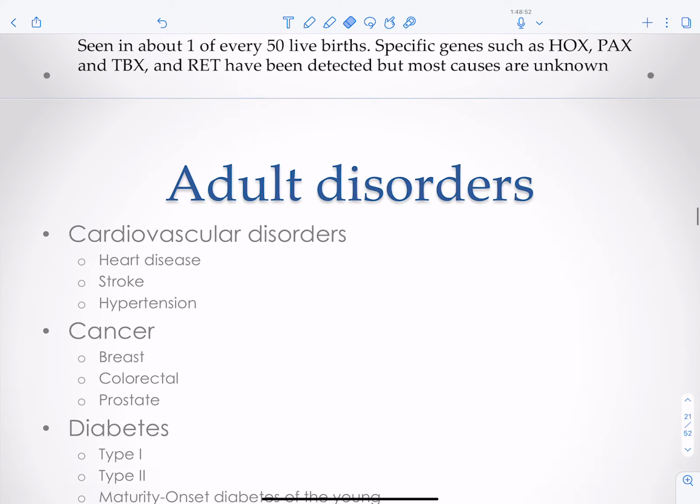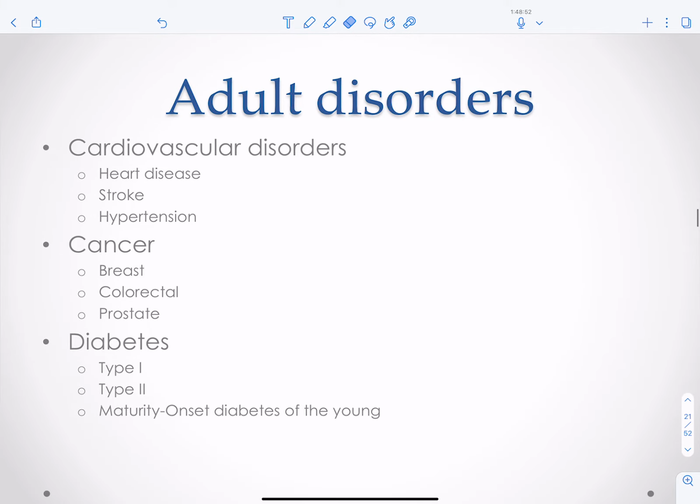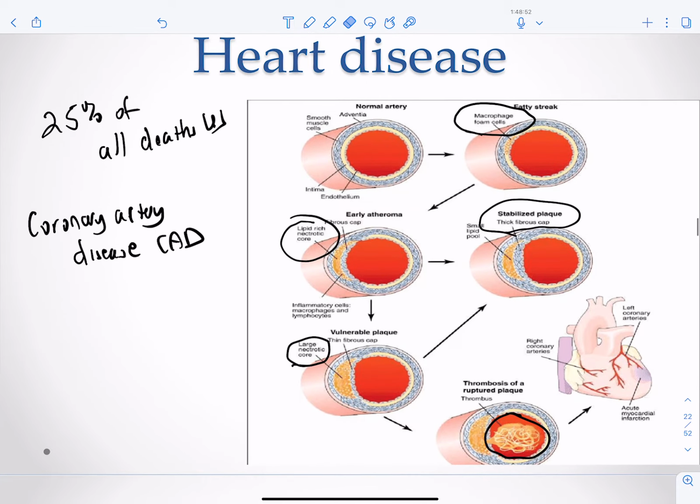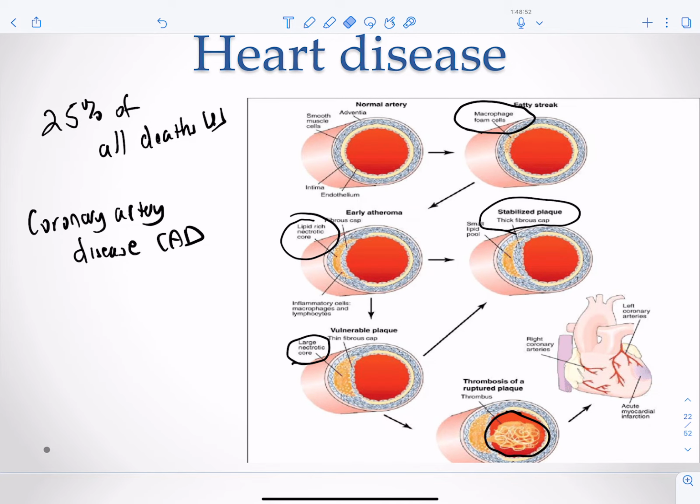Now, apart from those, we are going to now focus more on adult disorders. So we have cardiovascular disease, cancer, and diabetes. And diabetes, of course, can be both adult and child disorders. So heart disease is going to cause about 25% of all deaths in the United States, and coronary artery disease is the most common.